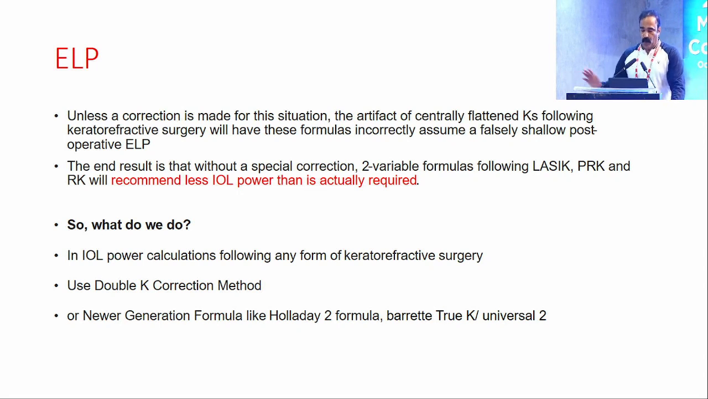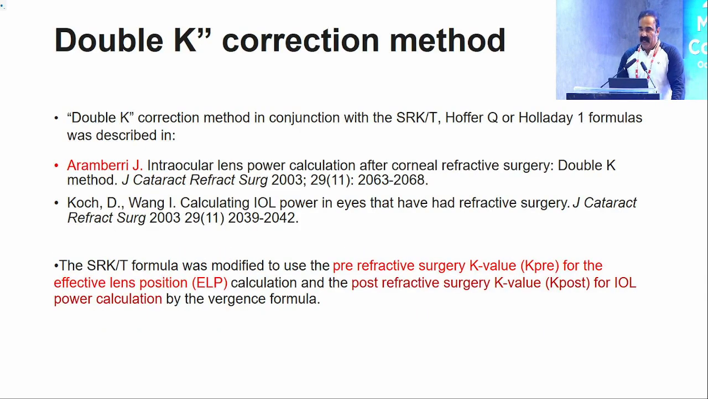So what do we do? You can use the double K correction method, which is not done now, but just for completion and to see the thought process, I'll mention it, or you go for the newer generation IOL formulas. In the double K correction method, you use the pre-refractive K value for the ELP and the post-refractive K value for the IOL power calculation.